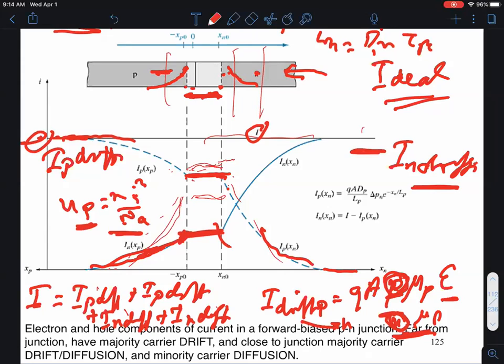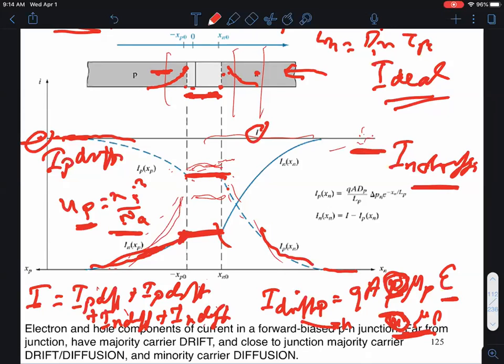Now, let's start off by looking very far away from the junction, where the minority carrier concentration has died down exponentially to a constant value, and therefore the majority carrier concentrations are also constant. If the carrier concentrations are constant, what will happen to the diffusion currents? Obviously, they have to be zero, because diffusion currents are governed by dn/dx or dp/dx. Therefore, if the concentrations are constant, the diffusion currents have to be zero. So it only has to be drift. Now, which drift component? Holes or electrons?